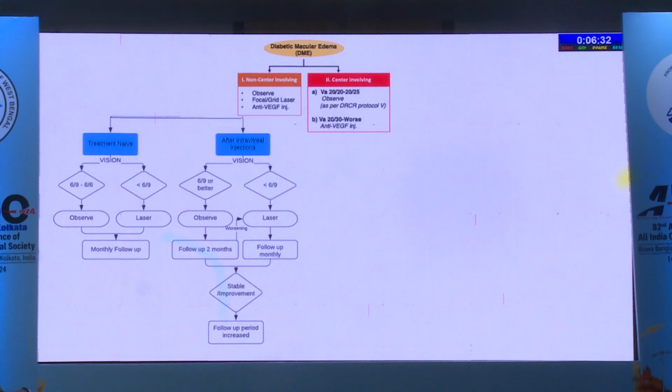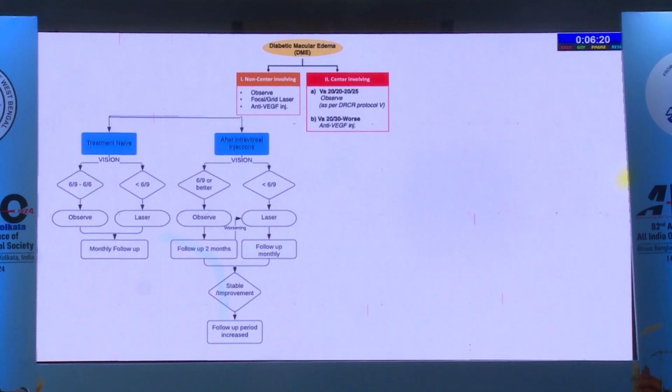Now, how to treat it? So you can see non-center involving DME. It can be treatment naive, or it can be even after injection. So the patient was already on injection, comes to you, and the central edema is not there, but paracentral edema is there. You look into vision. With good vision you tend to observe. Laser is still a mainstay as far as non-center involving edema is concerned.